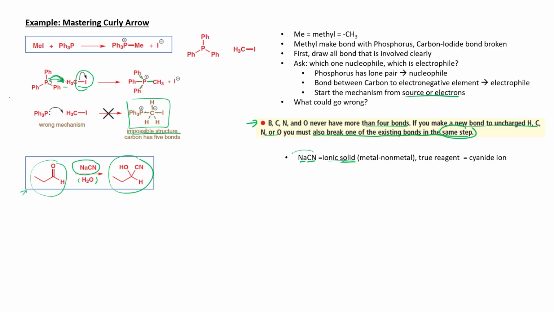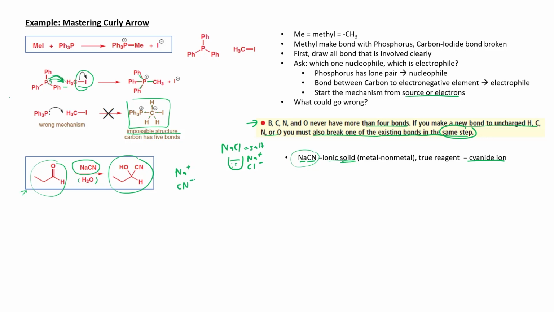Any solid like NaCl, this is salt. When you put it in the water, what will happen? The NaCl will dissociate to Na plus and Cl minus. Similarly, NaCN is also a solid, behaving like the NaCl salt. So when you put it in the water, what will happen? It will dissociate. So the true reagent here will be the cyanide ion, because you have Na plus and then CN minus.